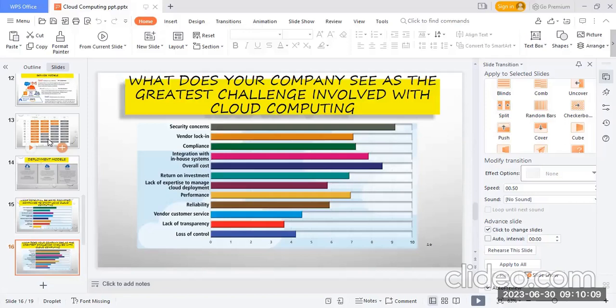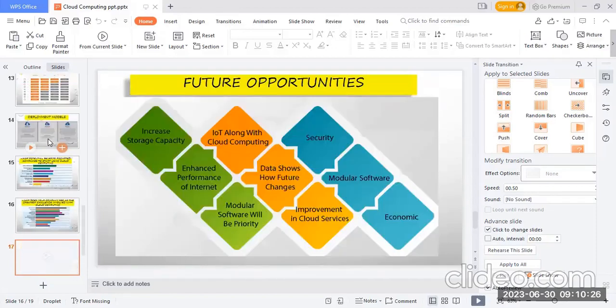Lack of transparency is there. What is there at the backend on the cloud side, it is not possible to see. That's why we can say it has a lack of transparency. And with our system security, the cloud also has that control. So we can say loss of control is possible in cloud computing.